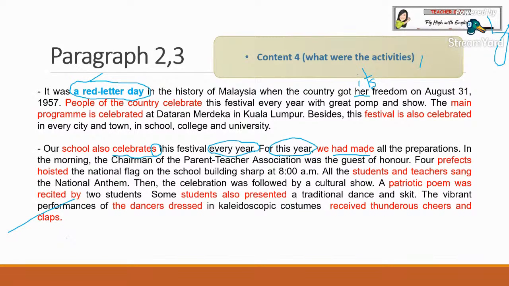In the morning, the chairman of the Parent Teacher Association was the guest of honor. Four prefects hoisted the national flag on the school building. Hoisted means to carry it up, okay? And then maybe you tie it somewhere on the building, sharp at 8 a.m. All the students and teachers sang the national anthem. Then the celebration was followed by a cultural show.